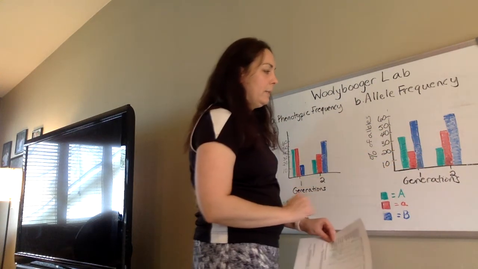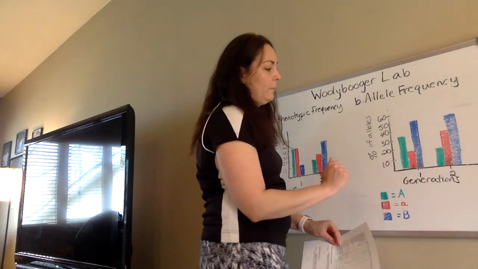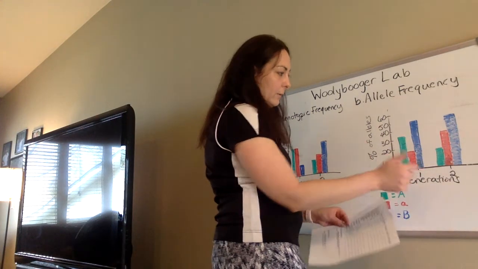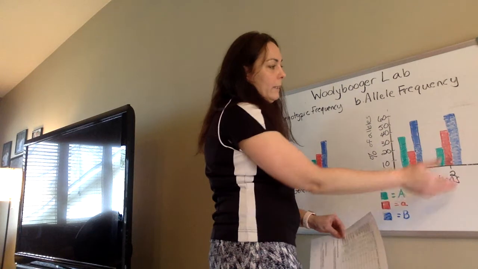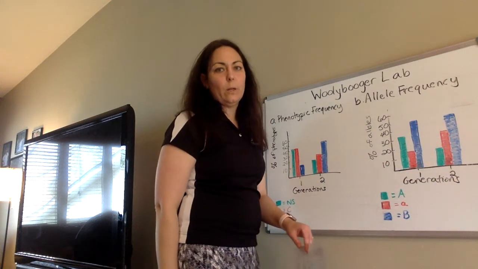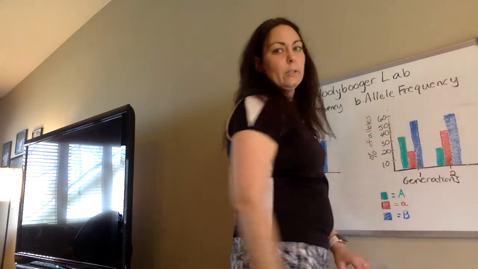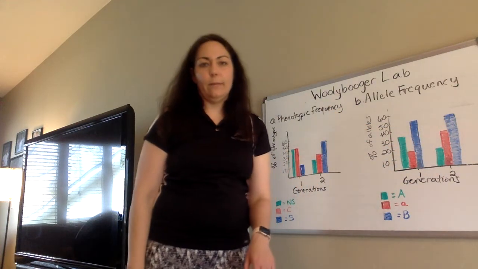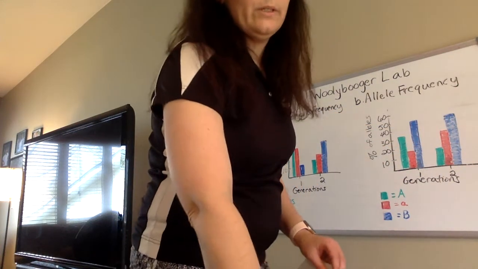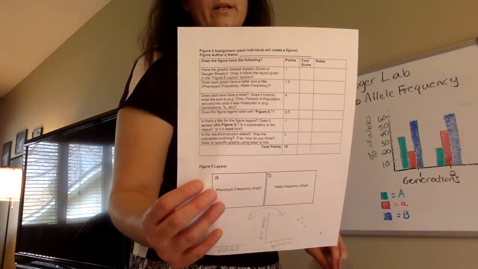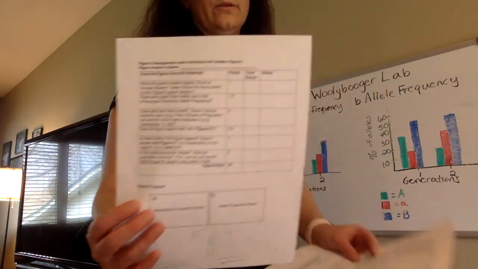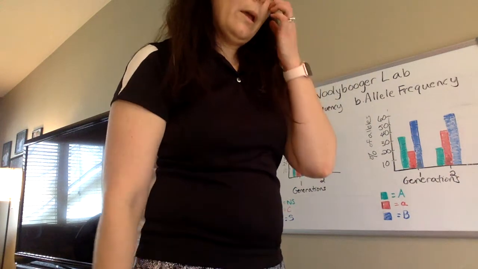And then it flip-flopped in generation 2, and now we had about 18% for big A, and then we had 32% for little a, still 50% for B. Okay? And then you're going to continue it for generations 3, 4, and 5. Make sure you use this rubric so you can get all the points that you need for the graph.